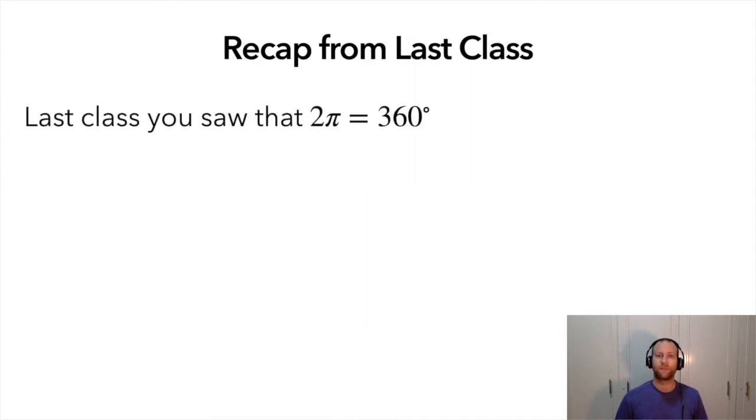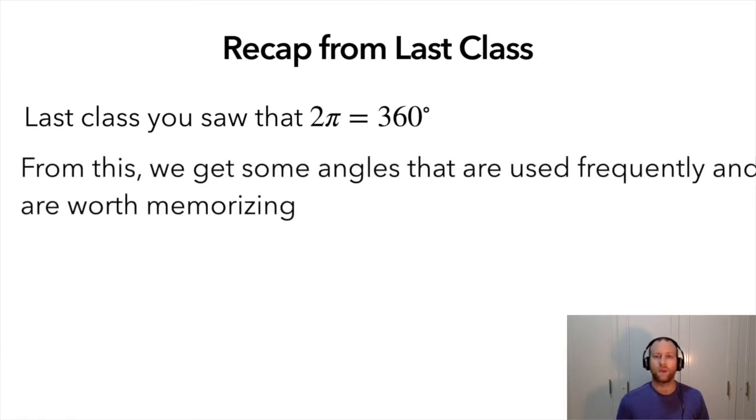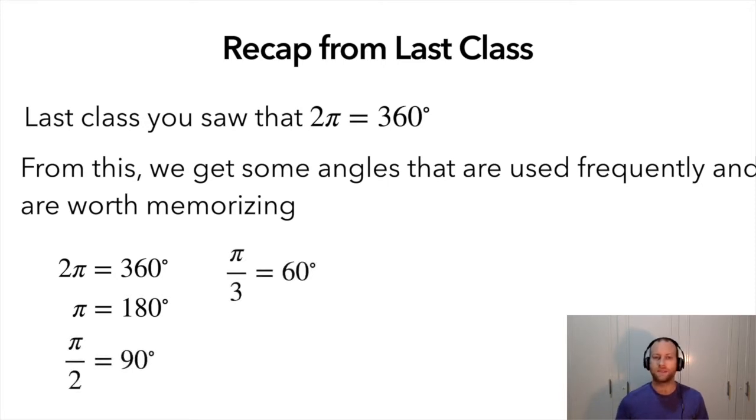So remember from last class, 2 pi equals 360 degrees. This is one complete rotation. So from this we get angles that are used frequently and are worth memorizing. So from this, 2 pi equals 360. That's good to know. Pi equals 180. Pi over 2 is 90 degrees, pi over 3 is 60, pi over 4 is 45, pi over 6 is 30.